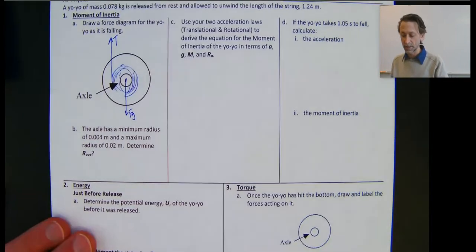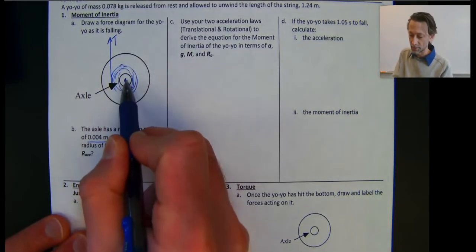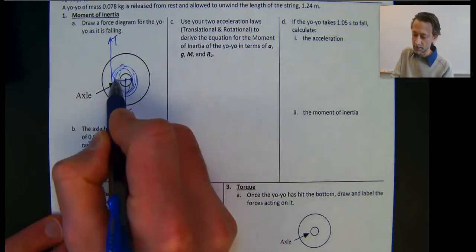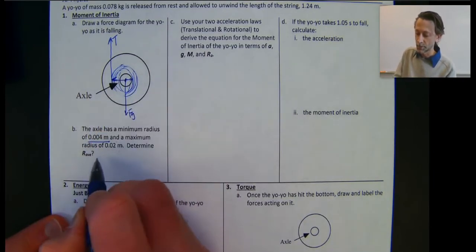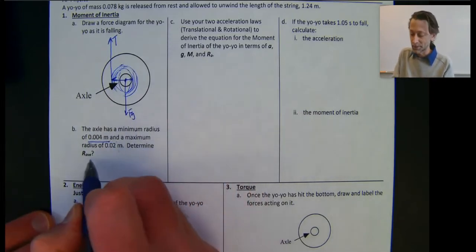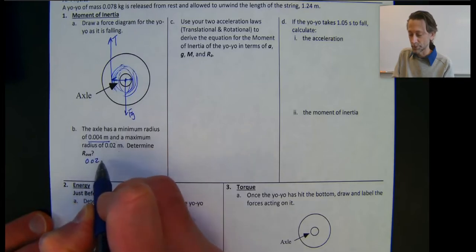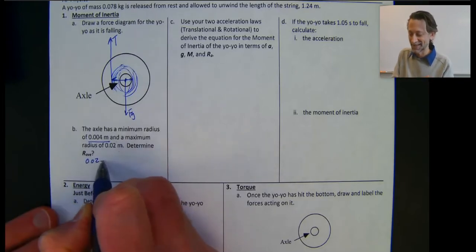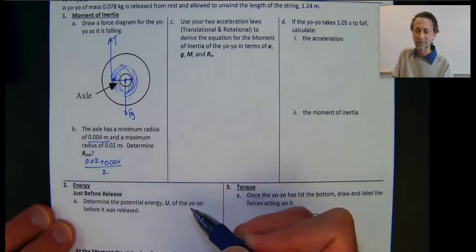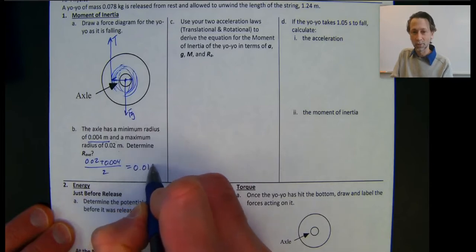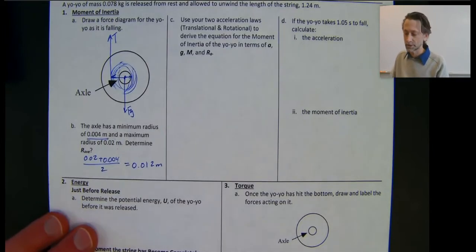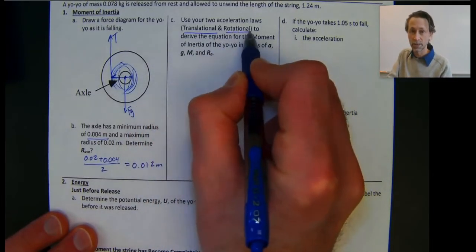Part B, the axle has a minimum radius of that, so that'll be the radius of this inside value, and a maximum radius of that, that will be the radius all the way out to the edge of that. So if we want to find the average of that, how do you find the average of anything? You're going to add them up and divide by how many values you have, and in this case, we only have 2 of them. So add up the 2 values, divide by 2, and when we do that, we get 0.012 meters, okay?